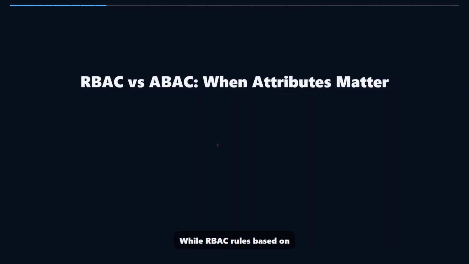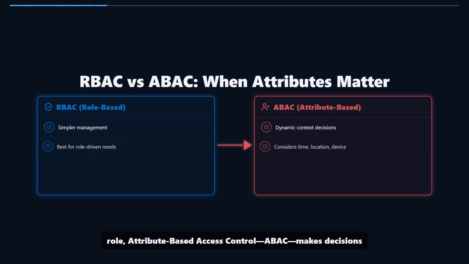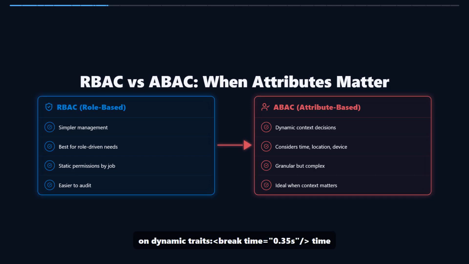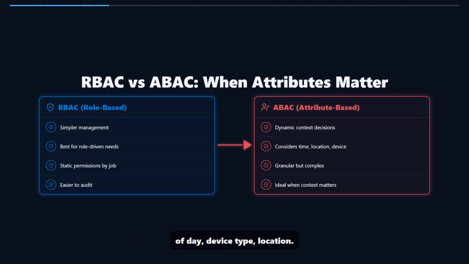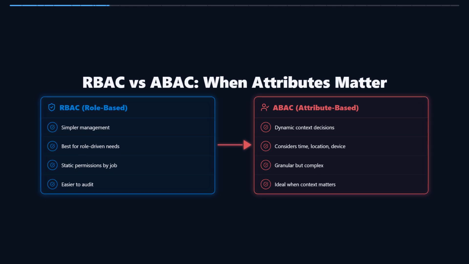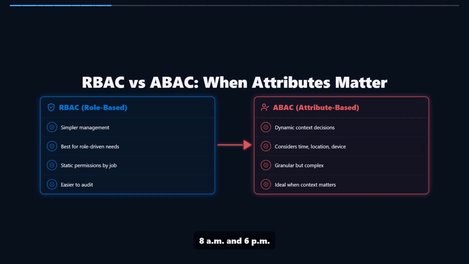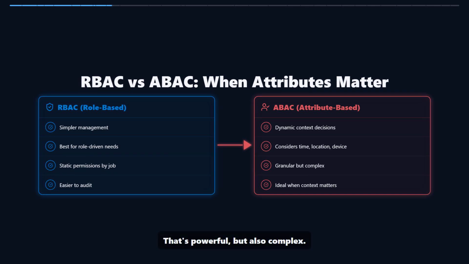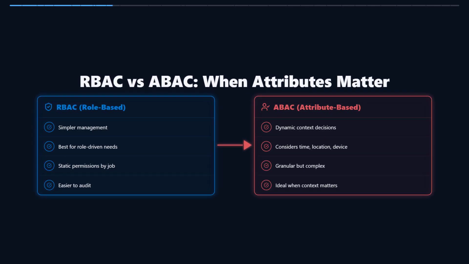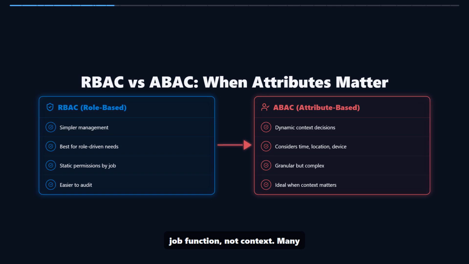While RBAC rules based on role, attribute-based access control, ABAC, makes decisions on dynamic traits: time of day, device type, location. ABAC might allow a manager to view sensitive reports only from a corporate laptop between 8 a.m. and 6 p.m. That's powerful but also complex. RBAC is simpler and works perfectly when access depends on job function, not context.